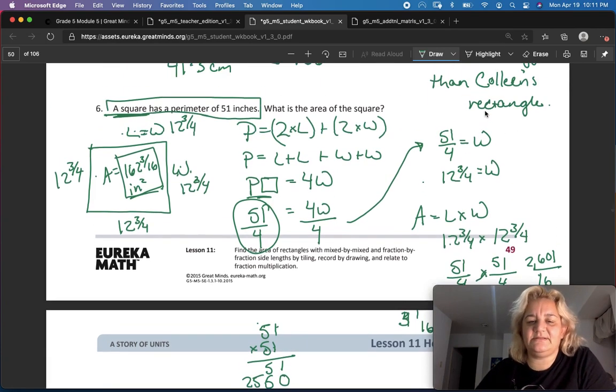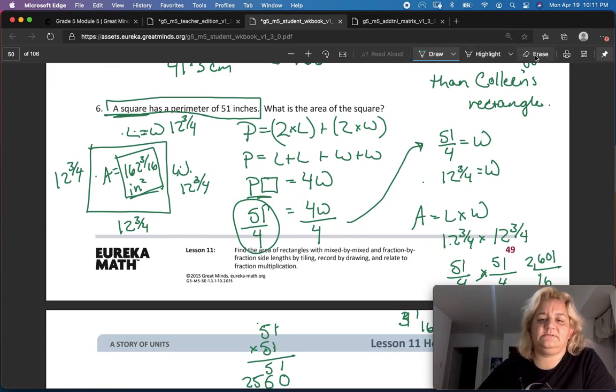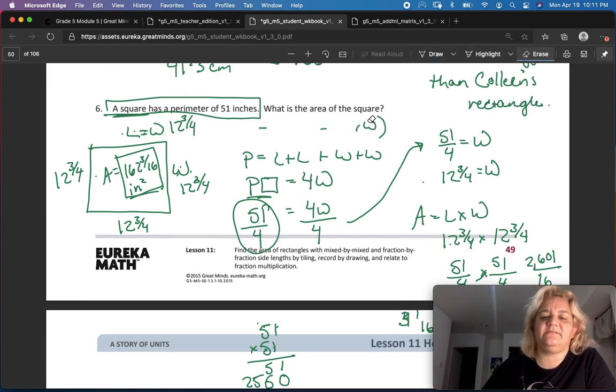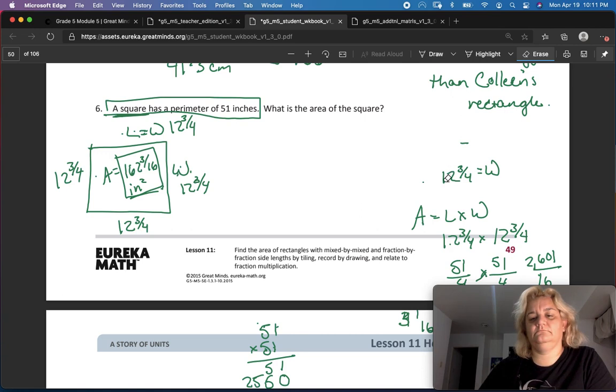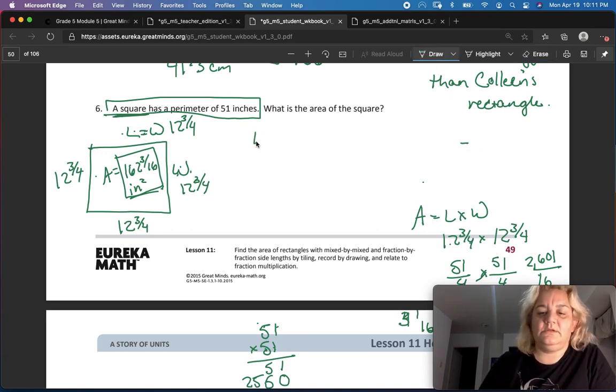Let's try that with the distributive property, just to try it, just to make sure. Okay, I'm going to erase all of this when we found the perimeter. I'm going to erase that. You can keep it on your paper, please. I just need more paper. And 12 3/4 times 12 3/4.